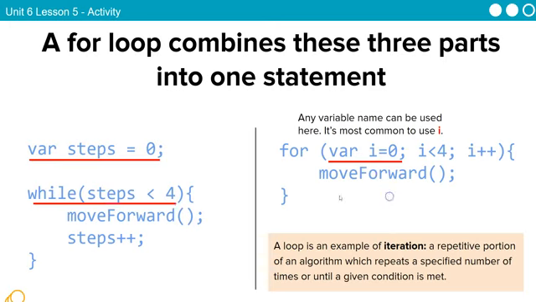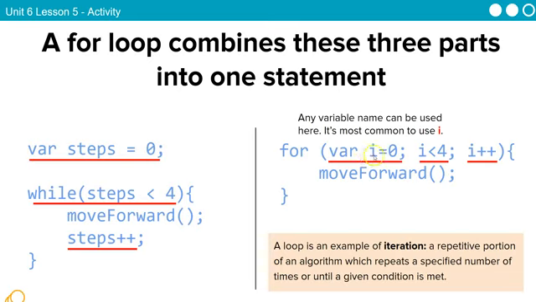The second part, we have to have this Boolean expression that will eventually evaluate to false. So on the while loop, we put it here. On the for loop, we put it right here. Right? We're separating each one of these with this semicolon. And then you'll notice the third part of the while loop was we had to increment that counter variable, which is what this is doing right here. Right? This i++ basically says, hey, take this i variable that I created, add 1 to it.